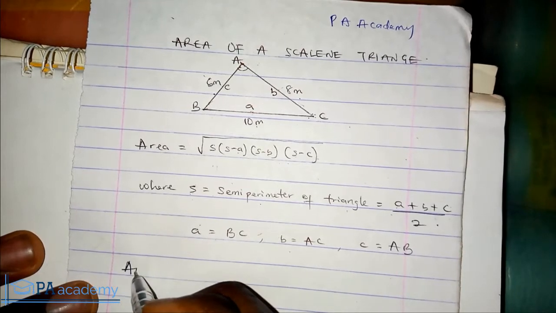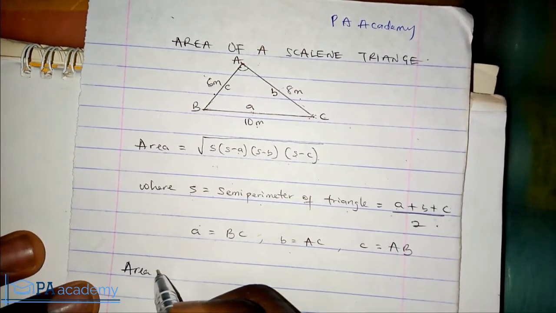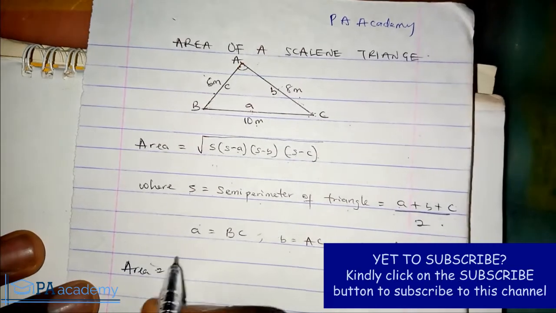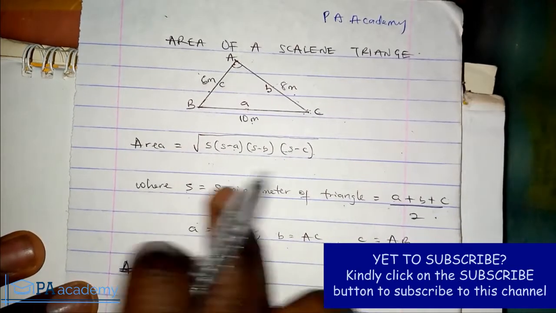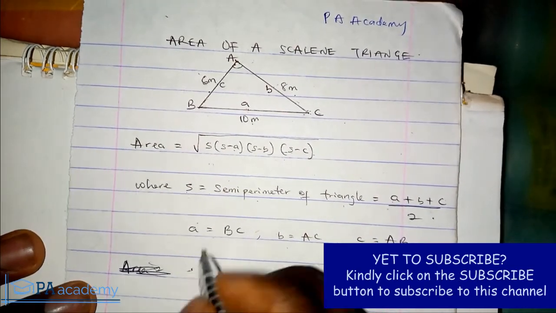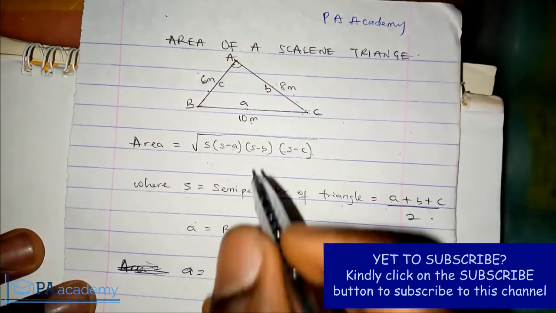So that means the area. This is the formula already, there's no need for me to start rewriting it. But let's get these figures now. We know that from this triangle, our a is what? Is 10.